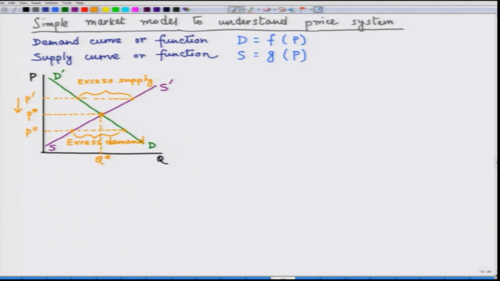So, there is a shortage of the commodity. At price P double prime, there is excess demand in the market and buyers are ready to pay more to have more units of the good. So, in that case, there will be an upward pressure on the price.